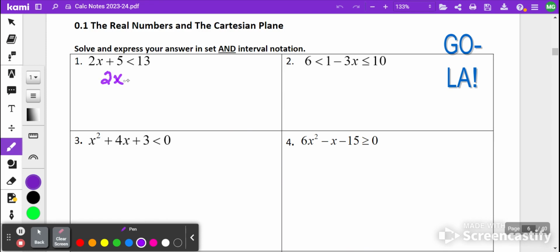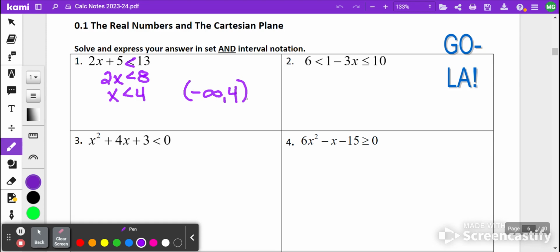We will simply subtract the 5 from each side and then divide by 2. We get a solution of x is all numbers less than 4. So this is what we call set builder notation, but in interval notation, we would say that it's a set of all numbers from negative infinity to 4. And seeing that it just says less than 4, we put a parenthesis around the 4.